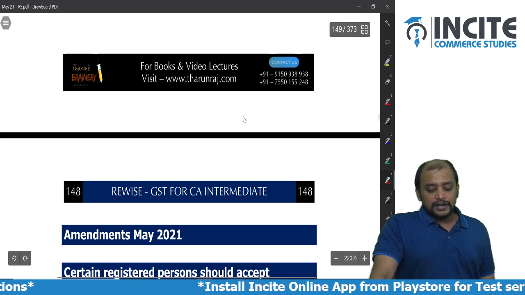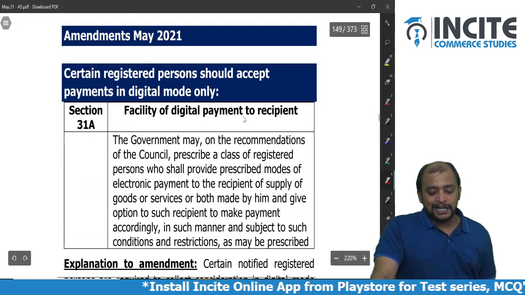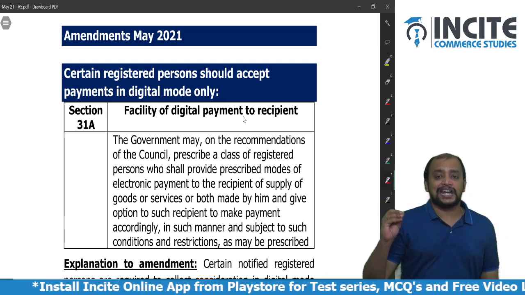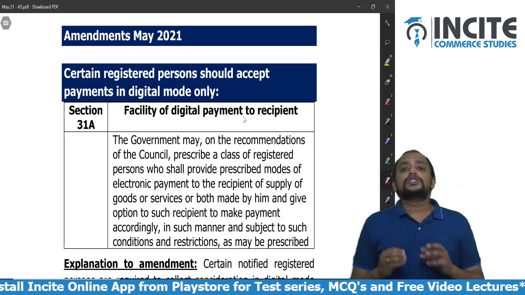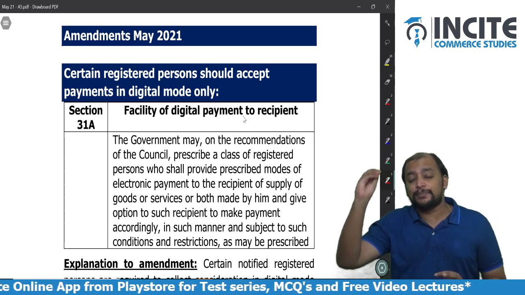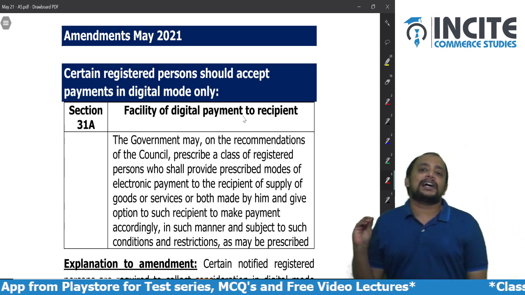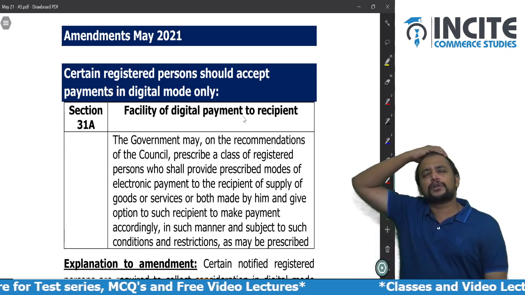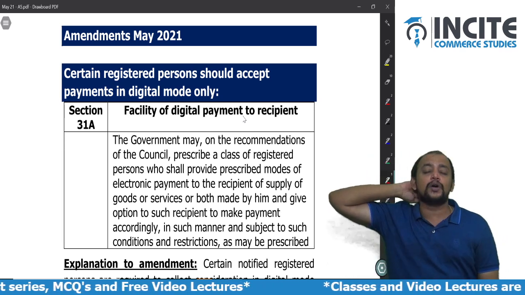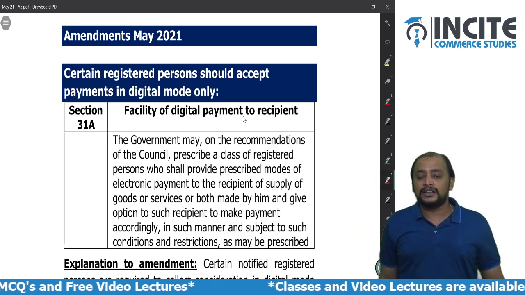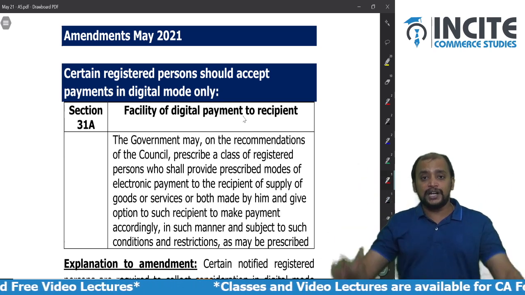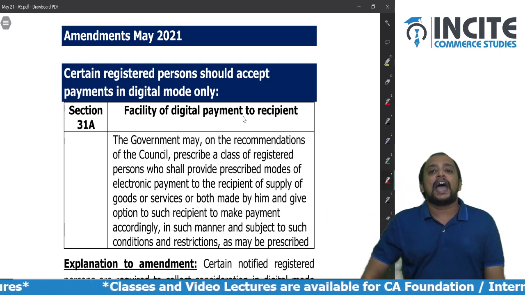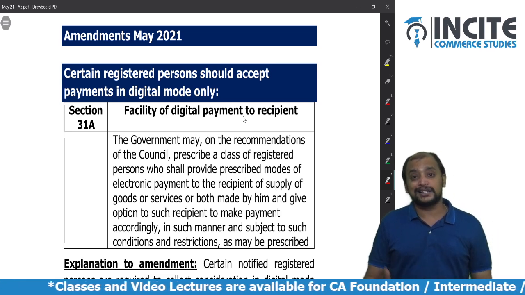Okay, so then there is one amendment in this regard, section 31A, a new section added. They are telling that some notified class of registered persons should always accept payment in account form, that is digital only. Cash is disallowed, only digital payment. They have to give multiple digital payment options and collect the money by digital payment. Cash payment is not allowed. Okay, that is 31A.